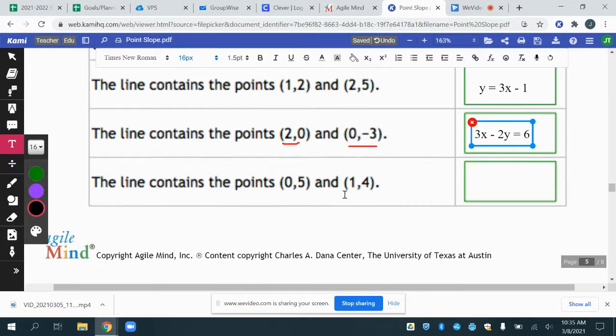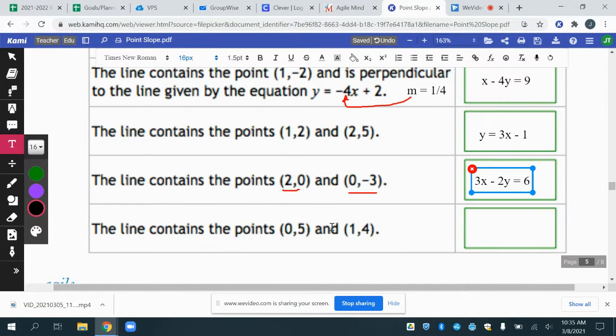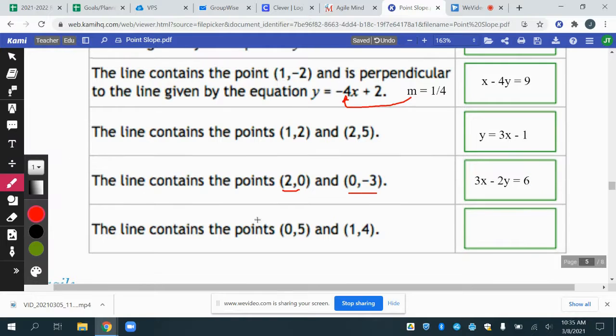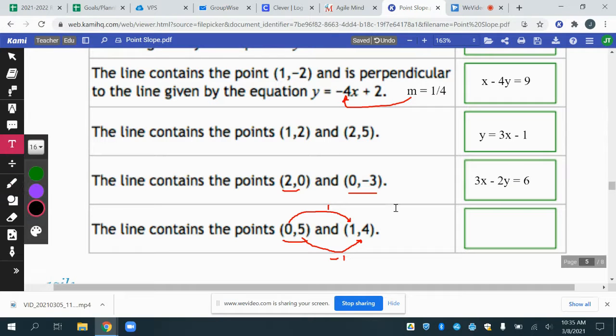All right, (0, 5) and (1, 4). Now, (0, 5) is a y-intercept. That's promising. And I know that the x changes by 1 and the y changes by -1. It goes down 1, right? So it looks like we have a slope of -1 as well. There's a lot of things we can figure out from here. So m equals -1.